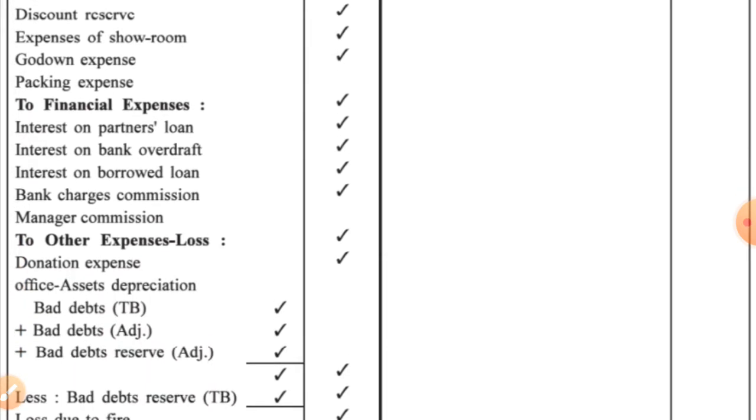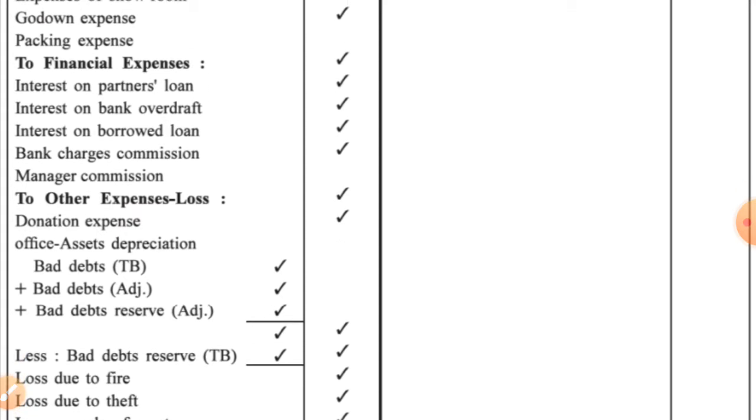And then there are two other expenses or losses: donation expense and office assets depreciation. Now this format, if you remember, we already discussed in standard 11th also. The same format applies here for bad debts: bad debts of trial balance (TB), plus bad debts of adjustment, plus bad debt reserve of adjustment. Whatever the total of these three values, subtract bad debt reserve of trial balance from it, and whatever final answer comes after deduction, you have to show in the outer column.